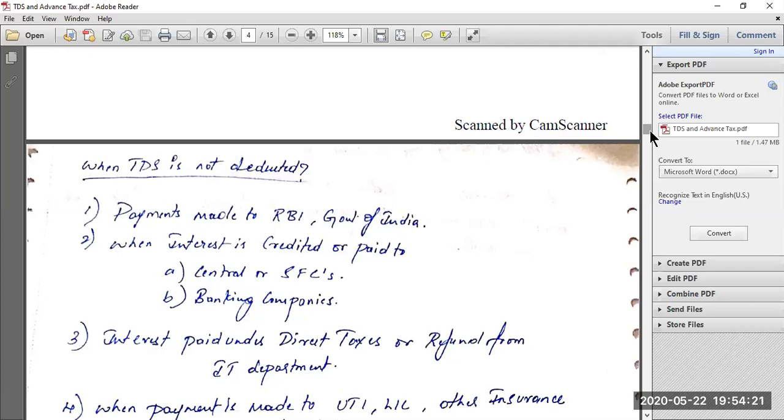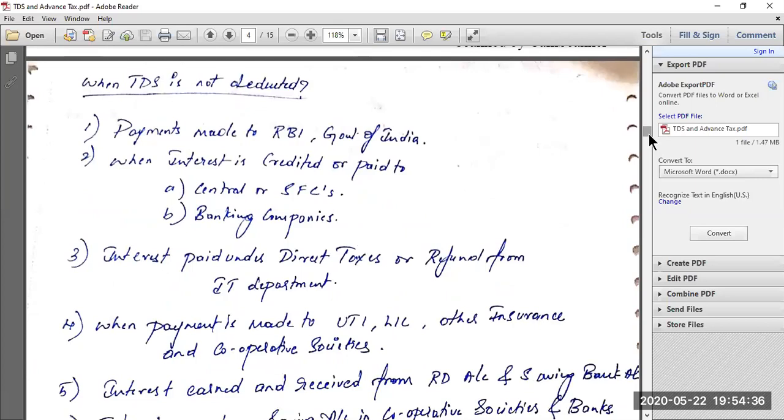Then again, no TDS is deducted on any interest paid under direct taxes or refund from the IT department. Suppose you are claiming a refund from the income tax authorities on such income or payments, TDS won't be deducted. Then again, when any payment is made to Unit Trust of India, Life Insurance Corporation or any other insurance company and cooperative societies, TDS will not be deducted.